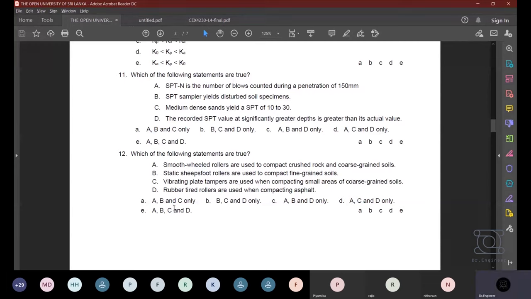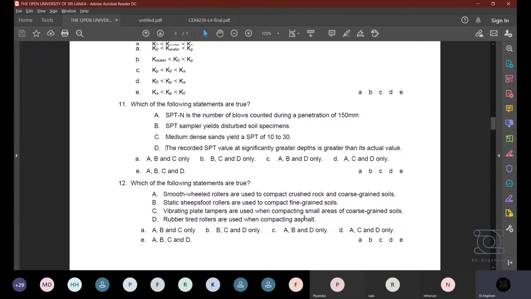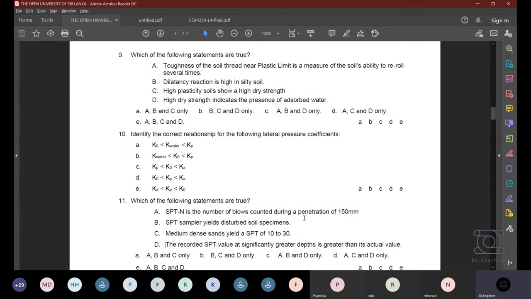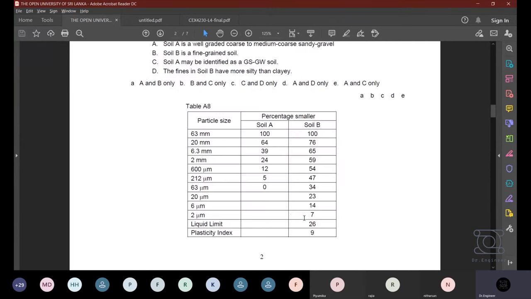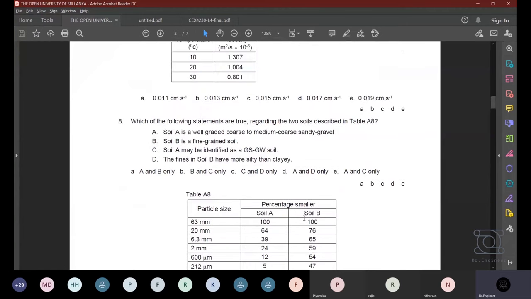And rubber tire rollers are used when compacting asphalt. Obviously, everyone would know rubber tire rollers are used when compacting asphalt. So here, I think the option is E, all four statements are true. This is the MCQ part of last year, the very paper which I did.